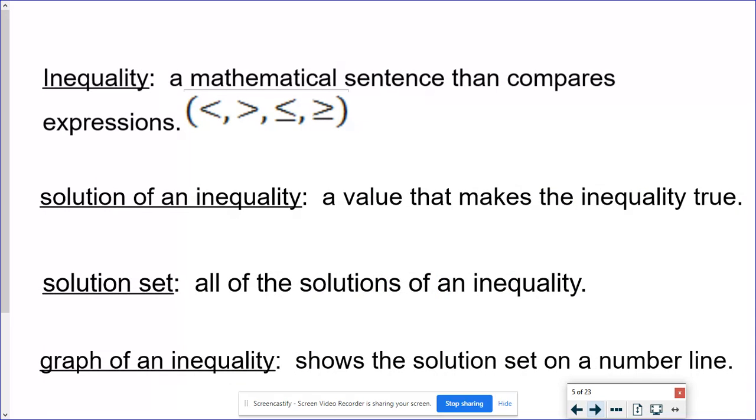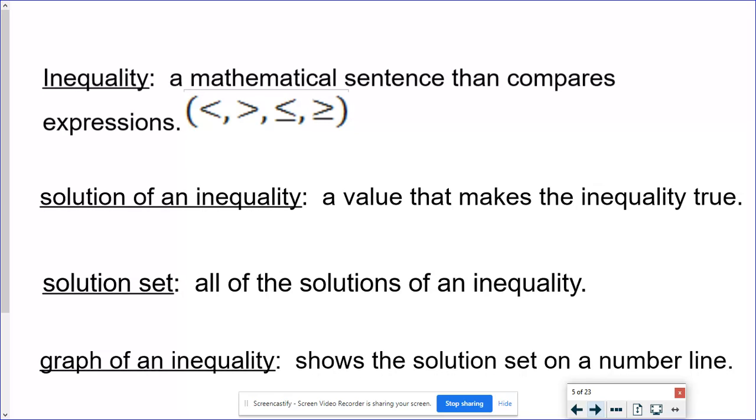So a couple of vocabulary terms. Now that I've sort of been using some of these already, an inequality is a mathematical statement. Up till now, our mathematical statements this year have been equations with an equal sign. So this is still a mathematical statement, it just doesn't have an equal sign. It's going to be comparing the 2 sides of the expression with either less than, greater than, less than or equal to, or greater than or equal to.